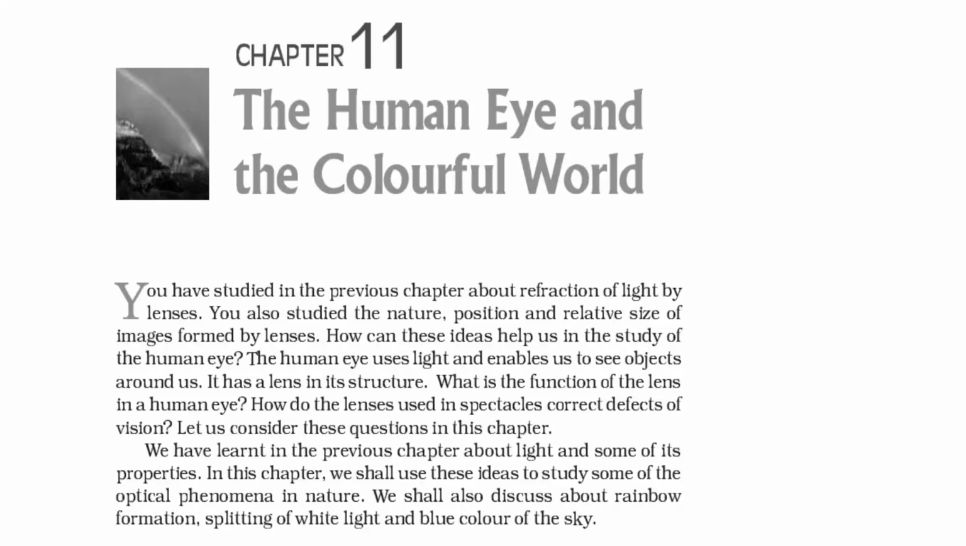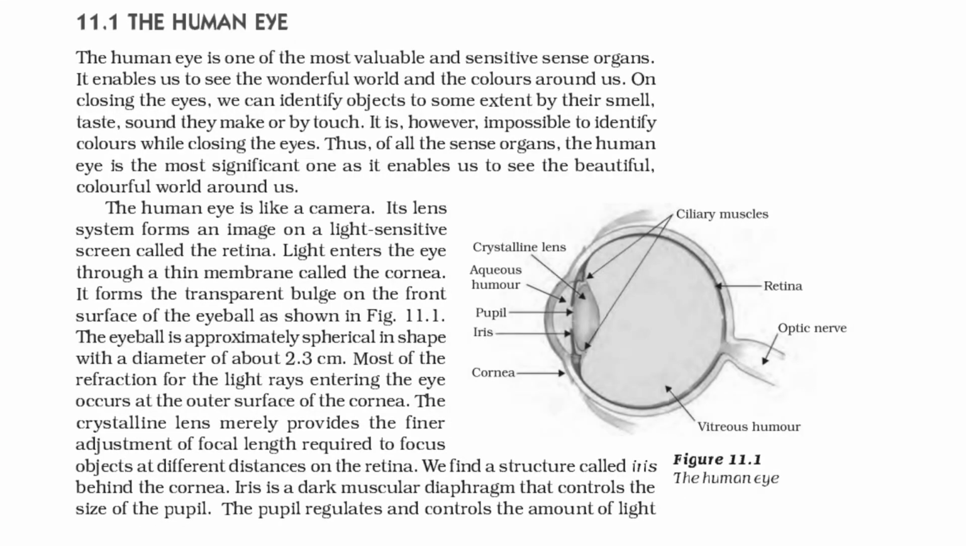We have learned in the previous chapter about light and some of its properties. In this chapter, we shall use these ideas to study some of the optical phenomena in nature. We shall also discuss rainbow formation, splitting of white light and blue color of the sky.